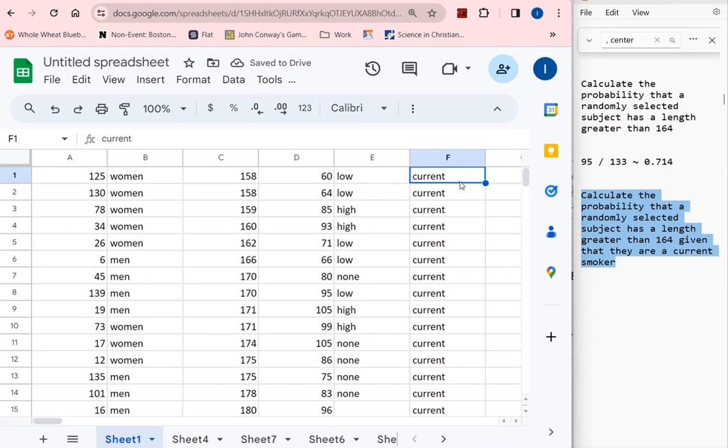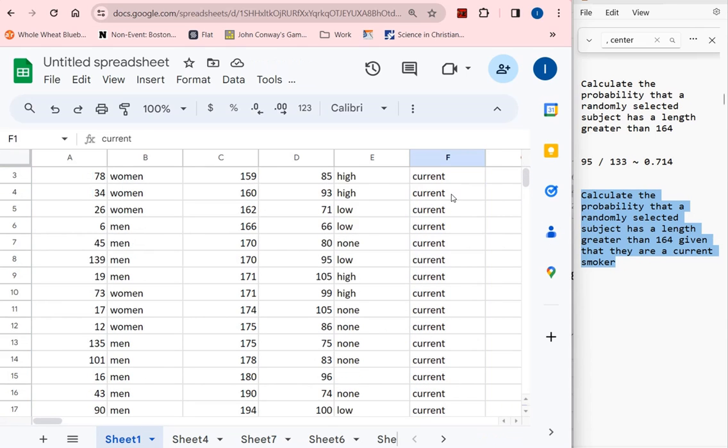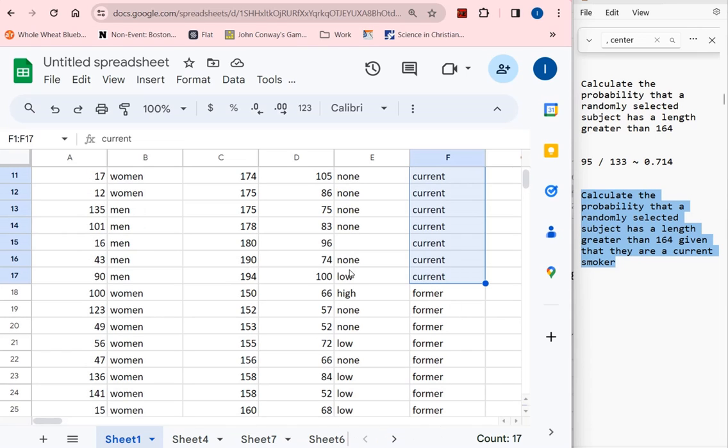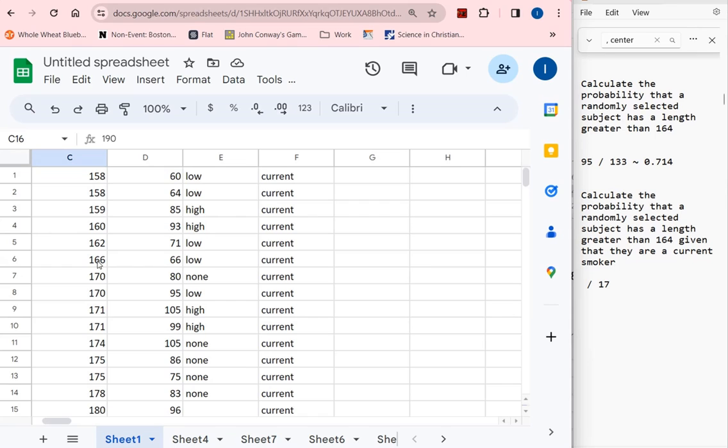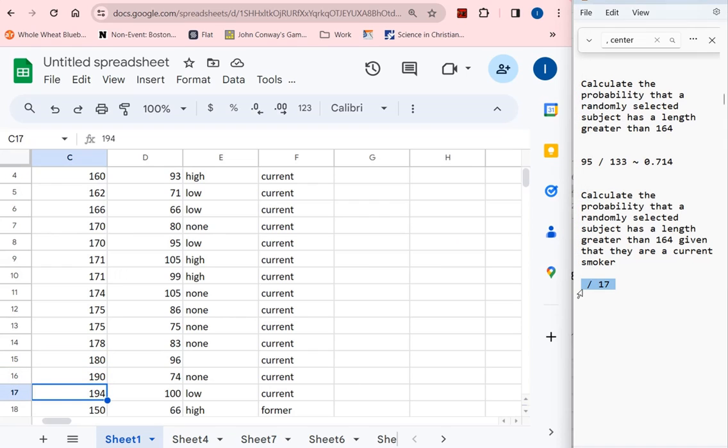So here's current smokers. That's the criteria we're supposed to have. We're only considering, the total this time is 17, so we're going to divide by 17 in the end. Since this is a small amount of numbers, we could manually count how many of these are bigger than 164. I think it's already sorted too, so that makes it easier. Look, it starts on 166 because of our previous sorting. 1, 2, 3, 4, 5, 6, 7, 8, 9, 10, 11, 12. So there's 12 out of 17 that are current smokers.